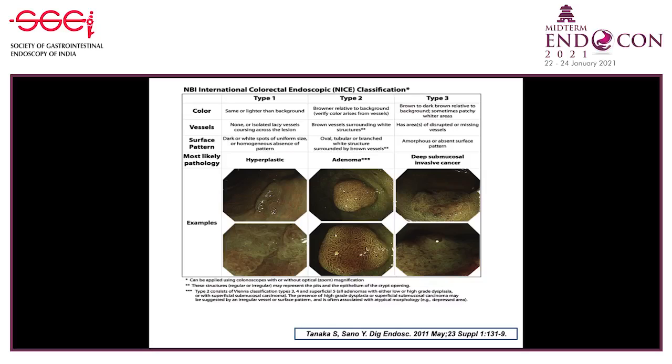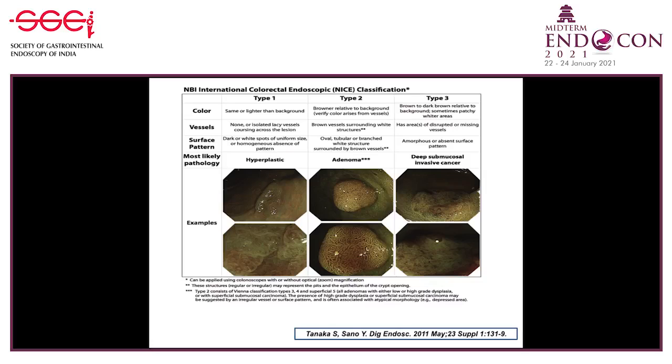And in terms of color, in type 1, the color is same as background or lighter than the background mucosa. Whereas in type 2 and 3, the color is darker than the background mucosa. Okay, so when you combine the features of color, vessel and surface pattern, then in type 1, as I said, you have lighter or same color as background. The vessels are not visible or they're isolated lacy vessels. In surface pattern, you have dark or white spots, okay, of uniform size.